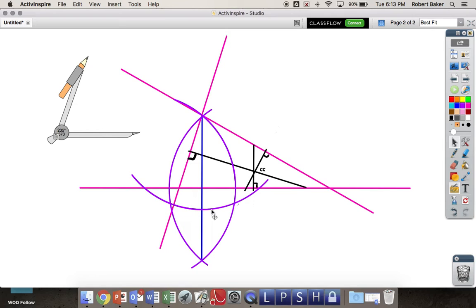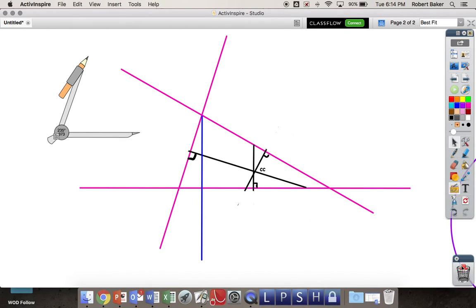An altitude, I'm going to erase my construction marks while I talk, is perpendicular to a side and goes through the opposite vertex. So again, just kind of cleaning up my picture here. This blue line is an altitude. So I must also create an altitude for this side of the triangle.